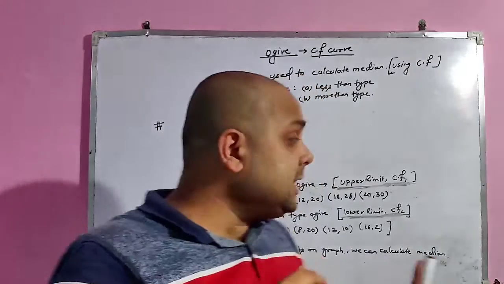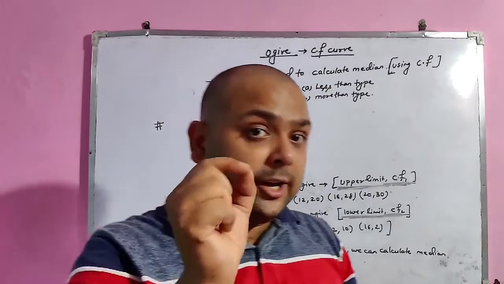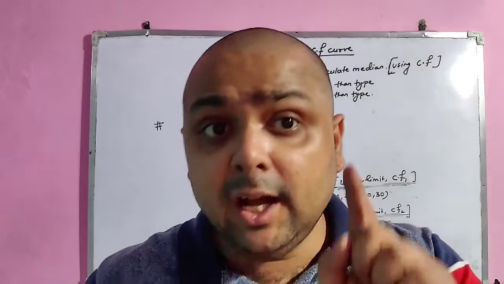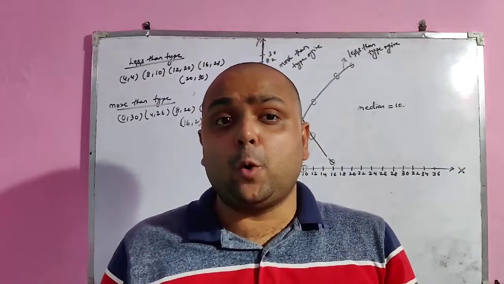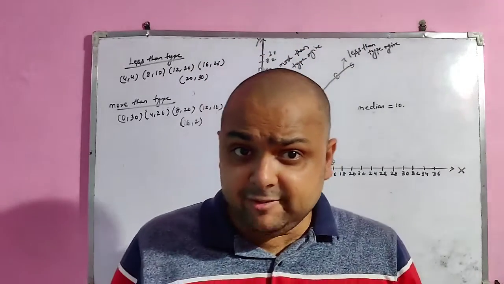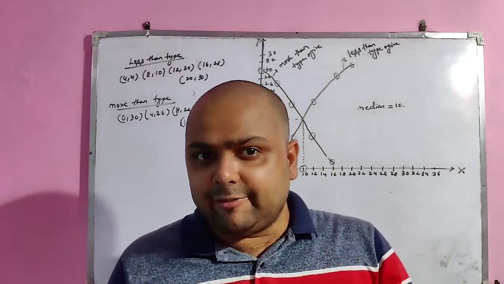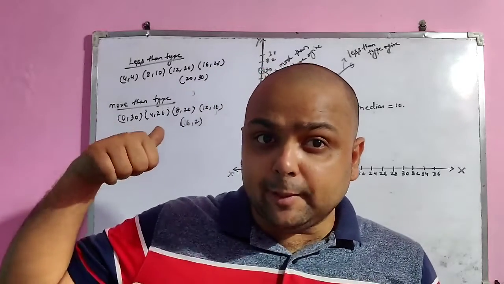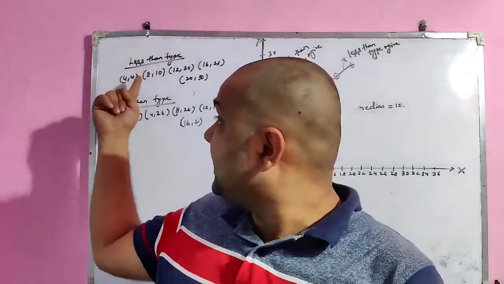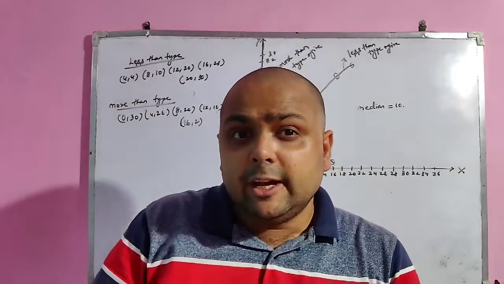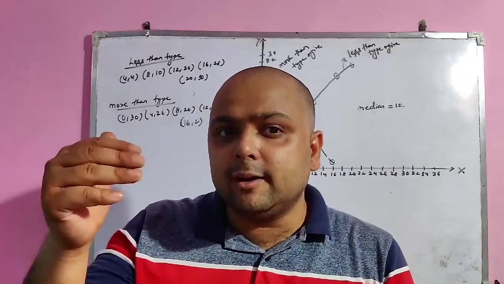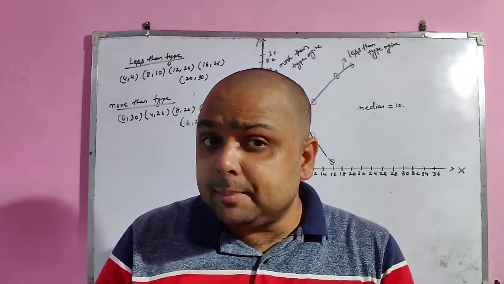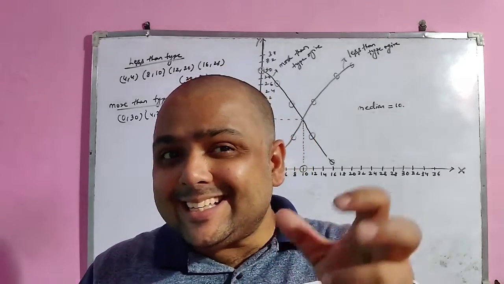Now using these points, I am going to draw a curve which will help you to find the median. So now we are going to plot those points that we got in the previous part on the graph. The points you are seeing behind me are of less than type and more than type. When we see the less than type, the CF part is in ascending order, and when we see the more than type, the CF part is in descending order.